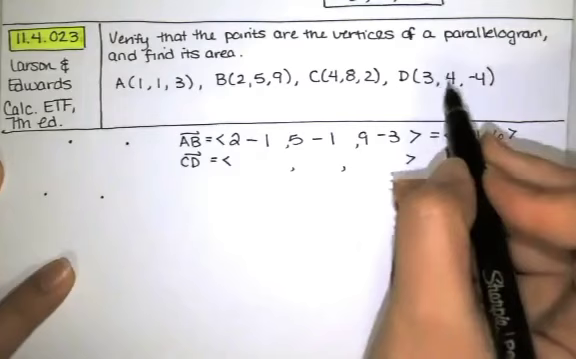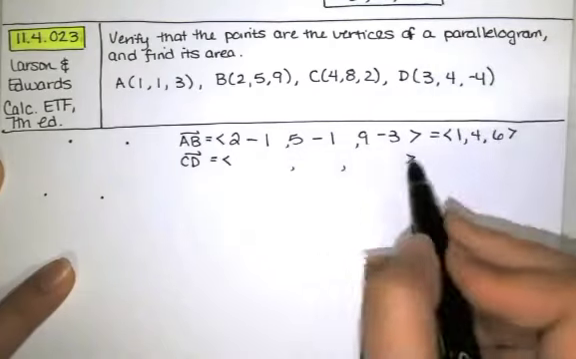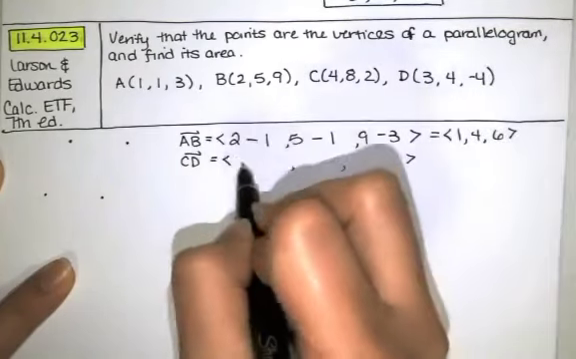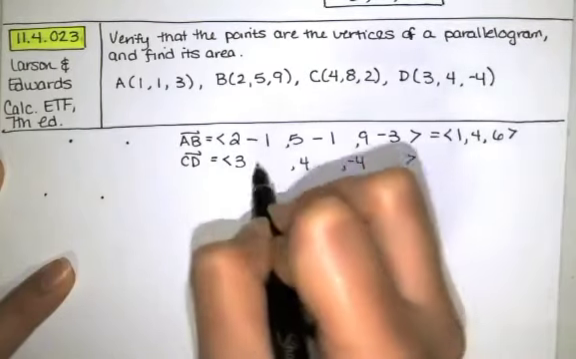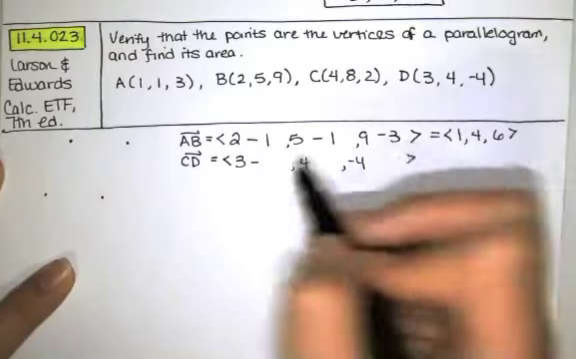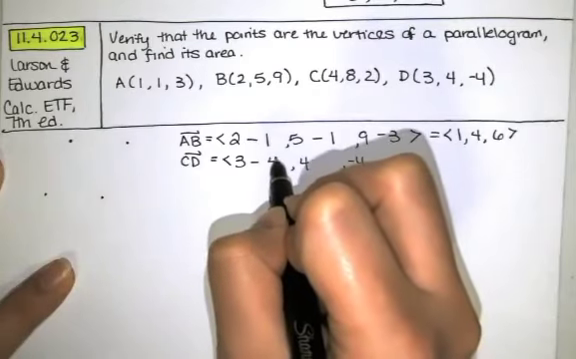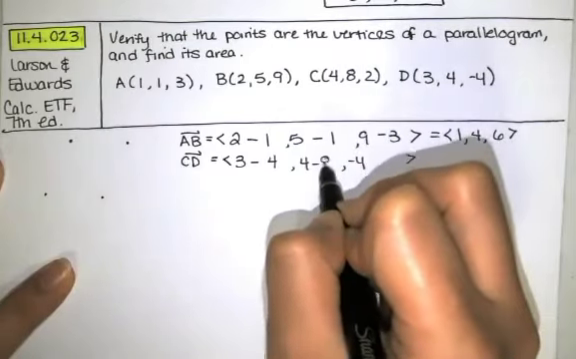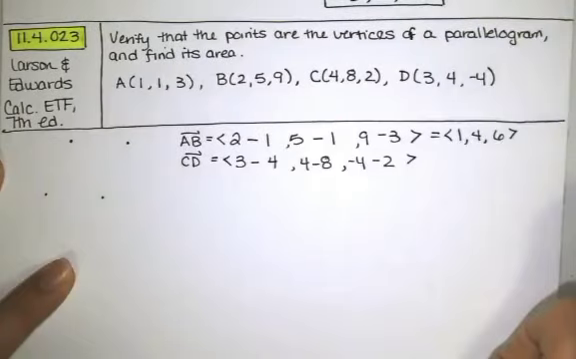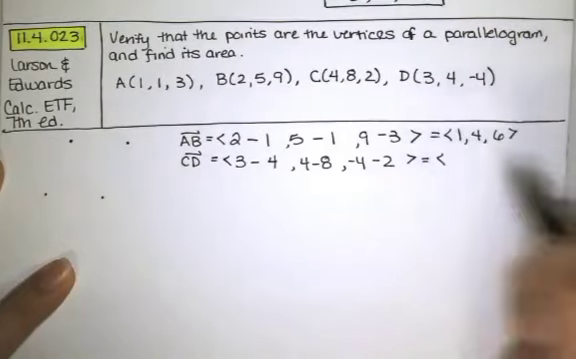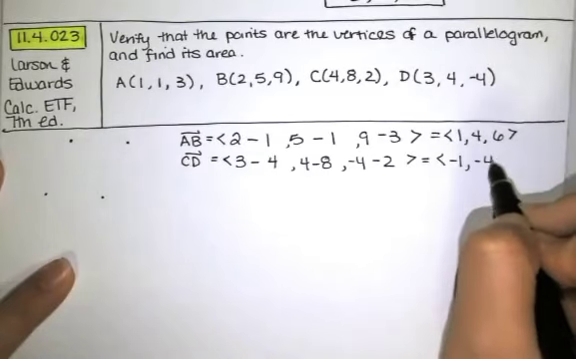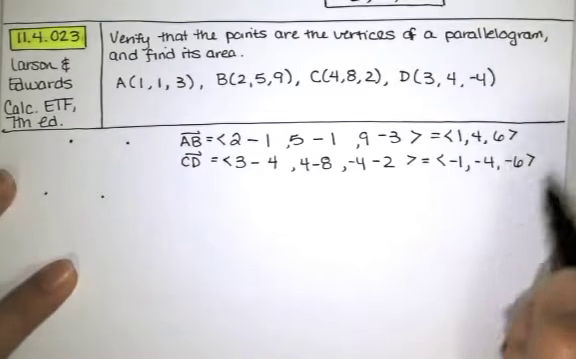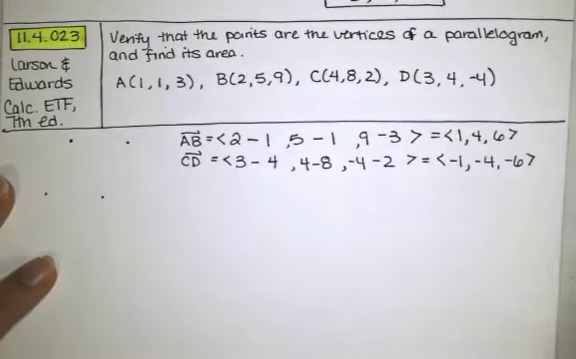So the vector from C to D, in order to find the components of that vector, we take the coordinates of D, and then we subtract the coordinates of C. We have coordinates for points and components for vectors. And let's see what we get. We get -1, -4, -6. Now, those two vectors are parallel to each other. They're just running in opposite directions.